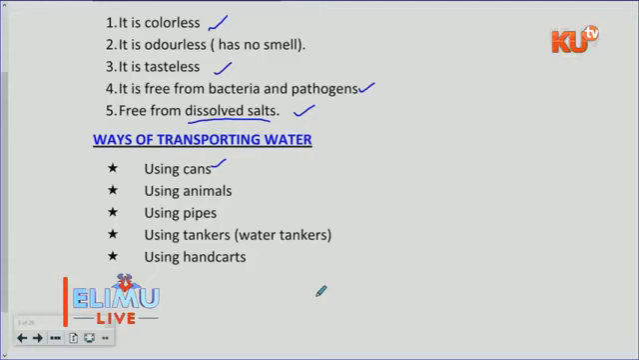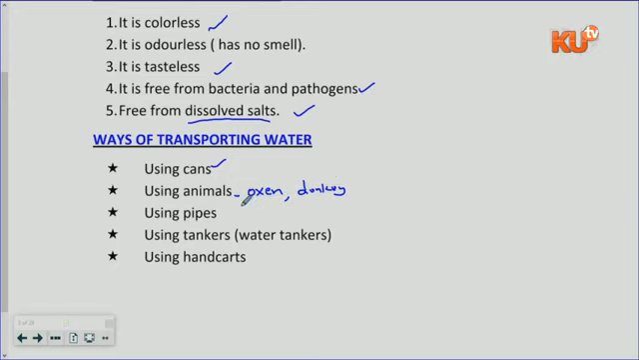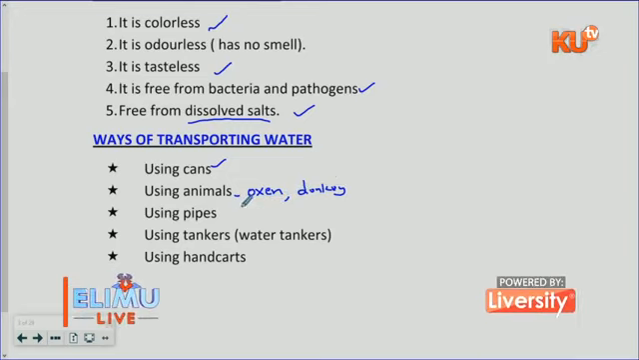Another way of transporting water is by using animals. When I mention animals, we have different animals that can transport water. In rural areas, they can use oxen. Oxen can be used to plow. They can also be used to transport water. We have another animal called a donkey. Donkeys, when they are placed on a handcart or even if the handcart is not available, they can transport water.